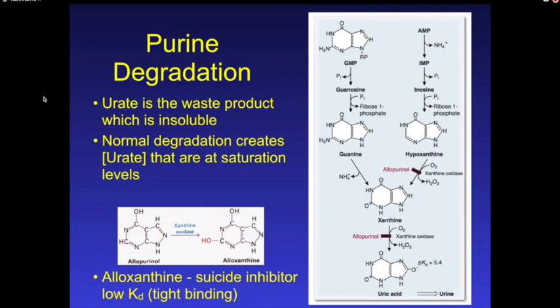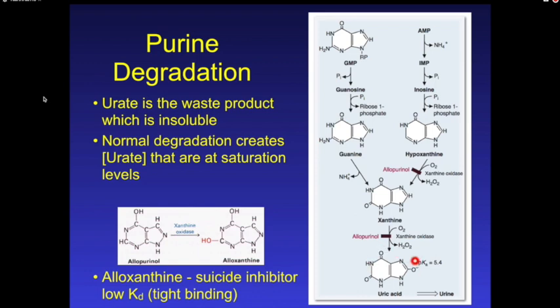Xanthine is then worked on by the enzyme xanthine oxidase, having molecular oxygen react. Peroxide will be the leaving group, and we will get what we know as urate or uric acid. The pKa is 5.4, so it is in the deprotonated form, and this is what is excreted in the kidneys and placed into the urine.